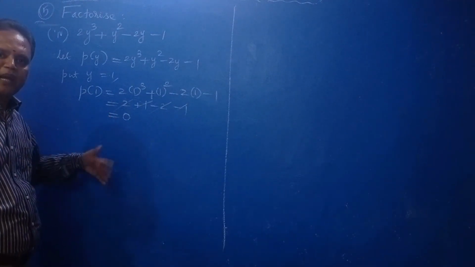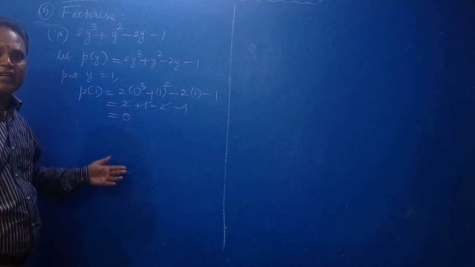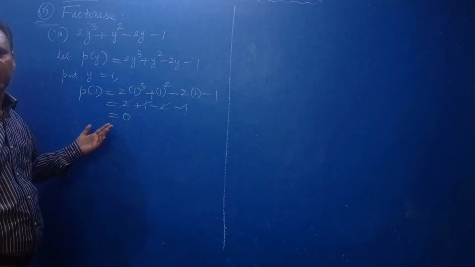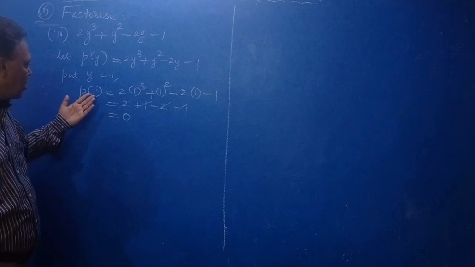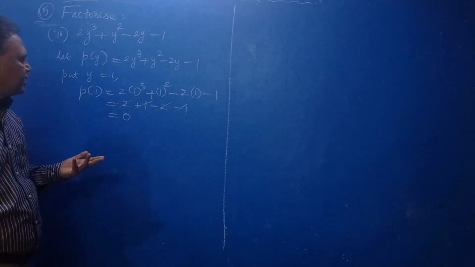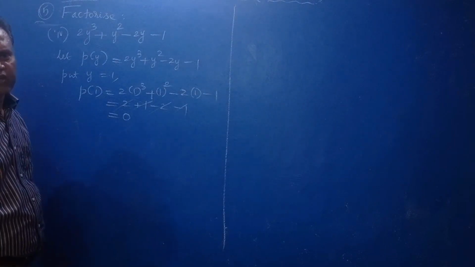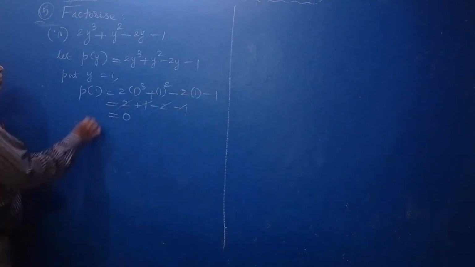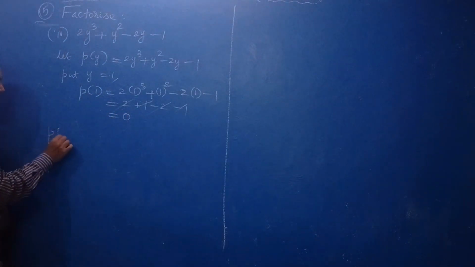Again if not equal to 0, put minus 2. Like this you go on. That is the trial and error method only by which we can find this. But here on putting 1 itself you are immediately getting it. Sometimes you may not get it. Clear? That time you have to put another number. Okay. So now you see p of 1 equal to 0.